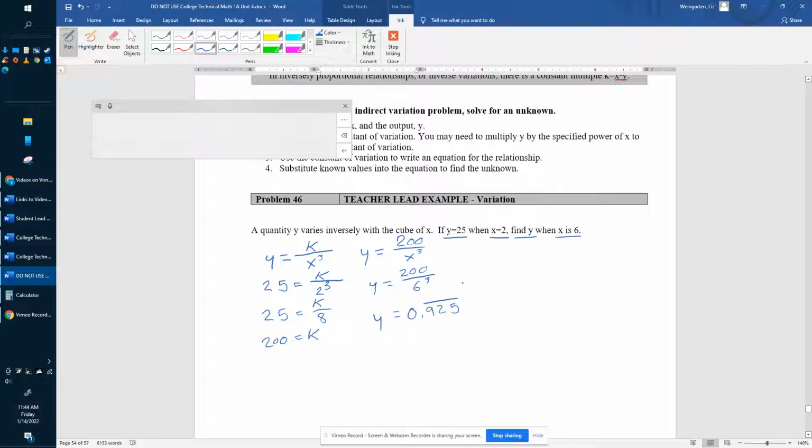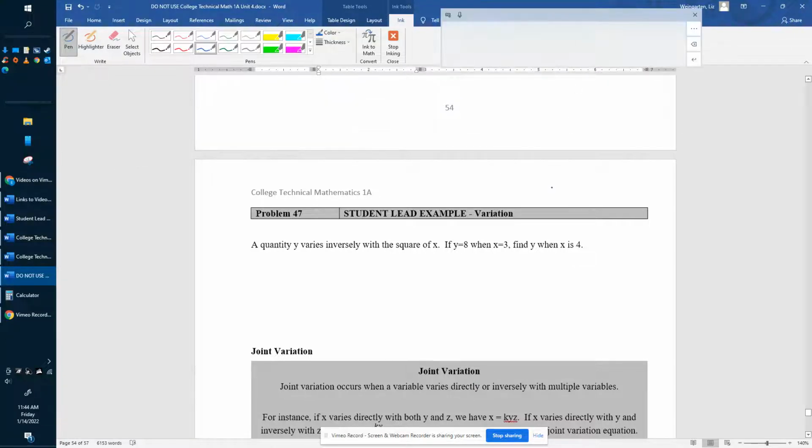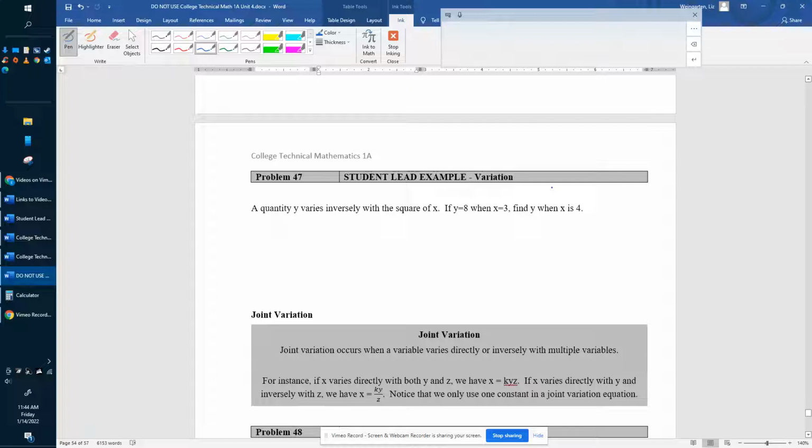And we're okay just writing this as a decimal. Don't feel like you have to write it as a fraction unless the question is specifically asking you to. Go ahead and work on problem 47. Pause the video and I will meet you back here for joint variation.